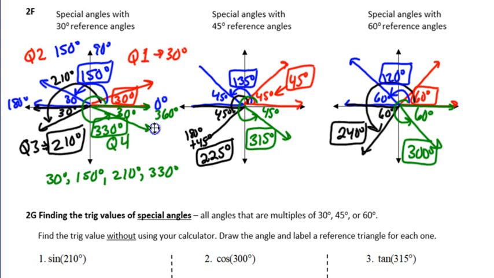30, 150, 210, 330, 45, 135, 225, 315, 60, 120, 240, and 300. Those are all the special angles in all 4 quadrants that go with 30, 45, and 60-degree reference angles.